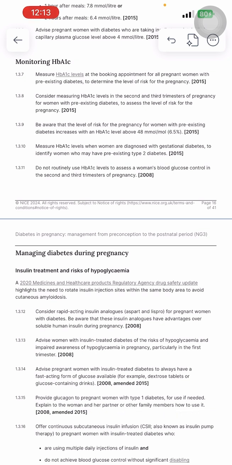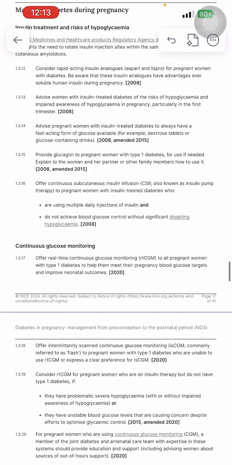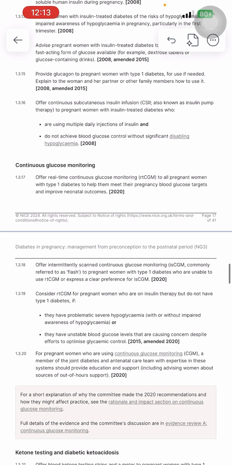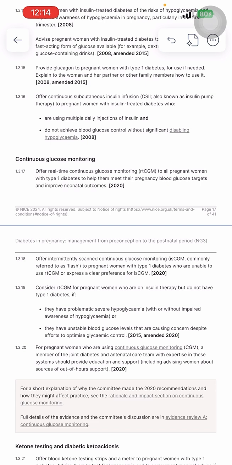So in type 1 diabetes, they immediately develop hypoglycemia if the patient is taking high doses of insulin. So in that case, glucagon must be available, and tell the family members how to use it. Offer continuous subcutaneous insulin infusion, also known as an infusion pump, to pregnant women with insulin-treated diabetes who are using multiple daily injections of insulin and do not achieve blood glucose control without significant disabling hypoglycemia.